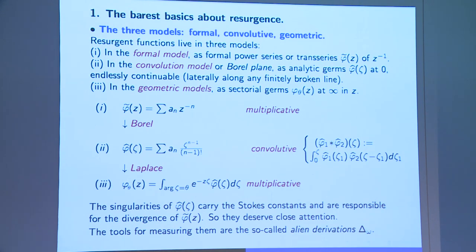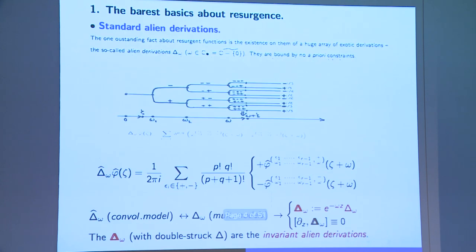So the singularities in the convolutive model are responsible for the divergence, and moreover, they carry important information because they carry the Stokes constants. So it is important to measure them precisely. And the tool for doing that is the so-called alien derivations, which are the hallmark of resurgent functions. Actually, resurgent functions are functions which can submit to alien differentiation.